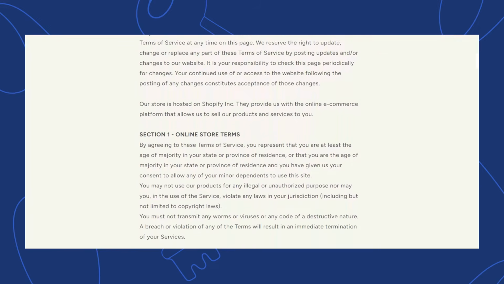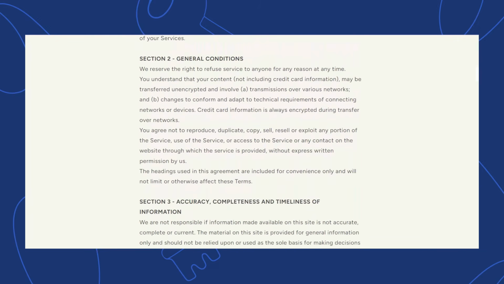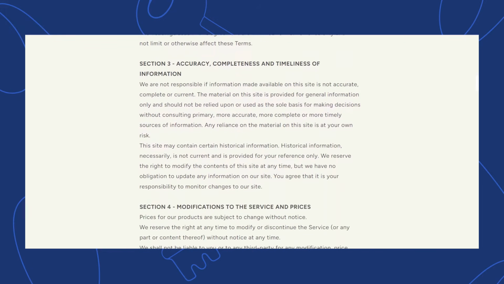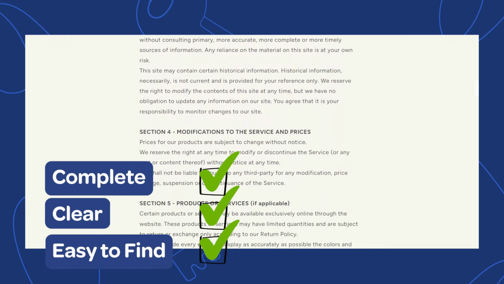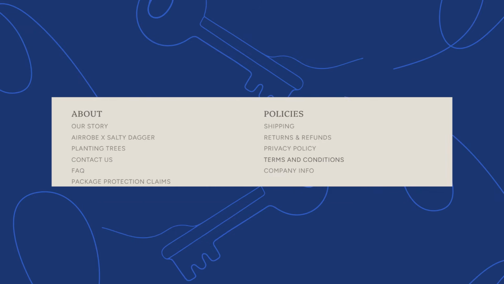Now, I know you may be wondering, where do I even start building these? There are plenty of templates online from trusted sources, or your e-commerce platform might even have built-in pages that you can customize. The key is to make sure they're complete, clear, and easy to find on your site. Also make sure your policies are clearly added to your site's footer and visible across your entire website, including the checkout page.